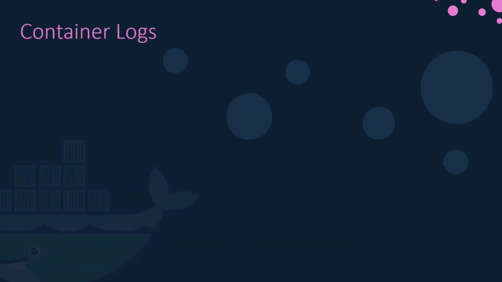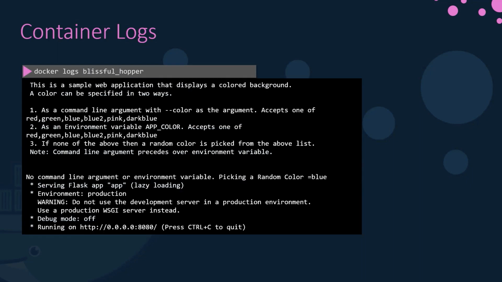And finally, how do we see the logs of a container we ran in the background? For example, I ran my simple web application using the -d parameter, and it ran the container in a detached mode. How do I view the logs, which happens to be the contents written to the standard out of that container? Use the docker logs command and specify the container ID or name like this.